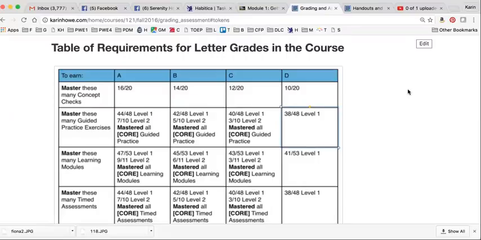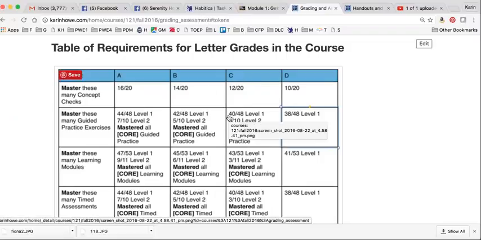This video will explain how the letter grades are assigned in this course. For each different class component, depending on how many of them you master, that will be sufficient for a certain grade. If you master 16 out of the 20 concept checks, that's sufficient for a grade of A. 14 out of 20 is sufficient for a B. 12 out of 20 is sufficient for a C. 10 out of 20 is sufficient for a D.